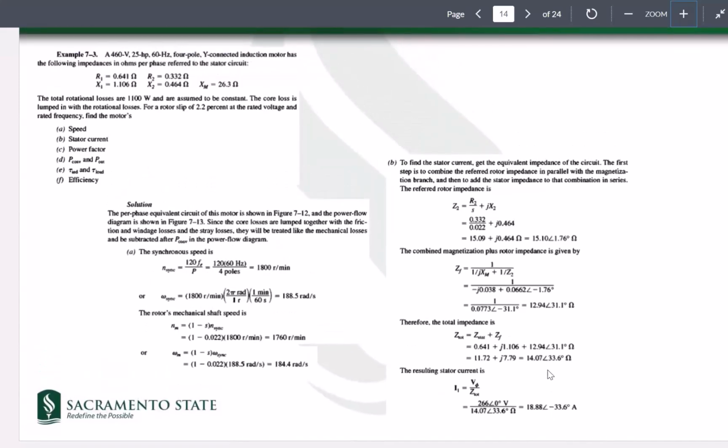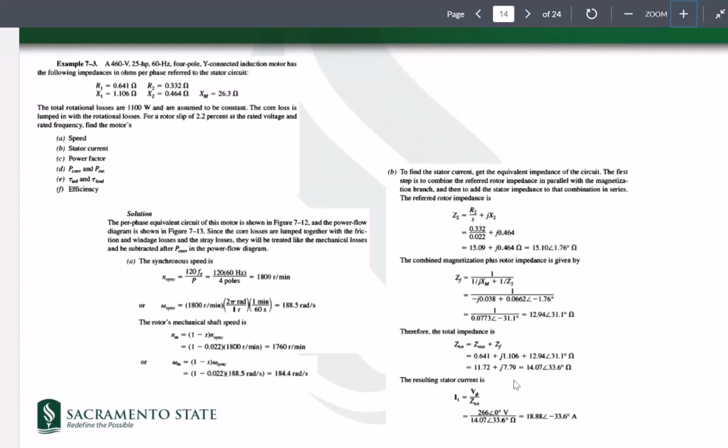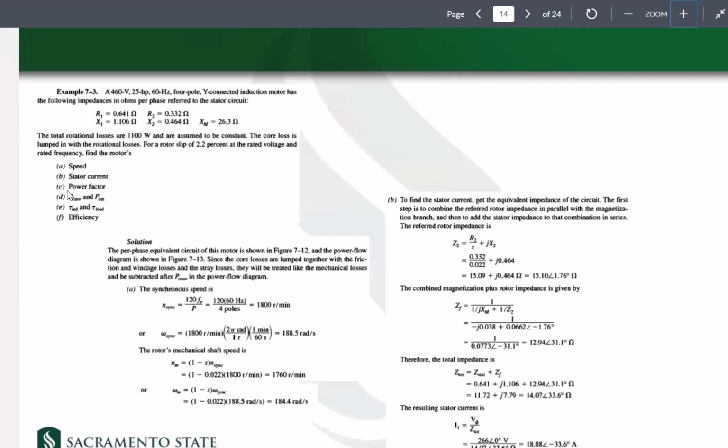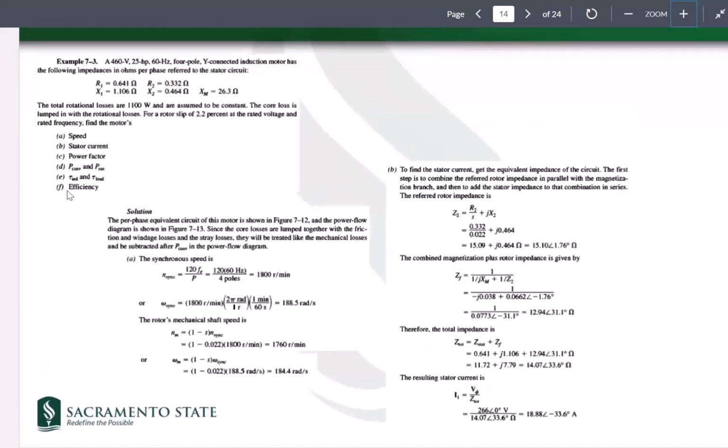Keep that in mind. This is basically a Y-connected machine. So this 266 is because we divided 460 over the square root of 3. This is a per phase circuit, right? So the voltage that we need to apply in here is the phase voltage. Phase voltage would be the same as the line voltage if the machine is delta connected. But since it is Y connected, we have to divide that by the square root of 3. So we found the stator current in part B.